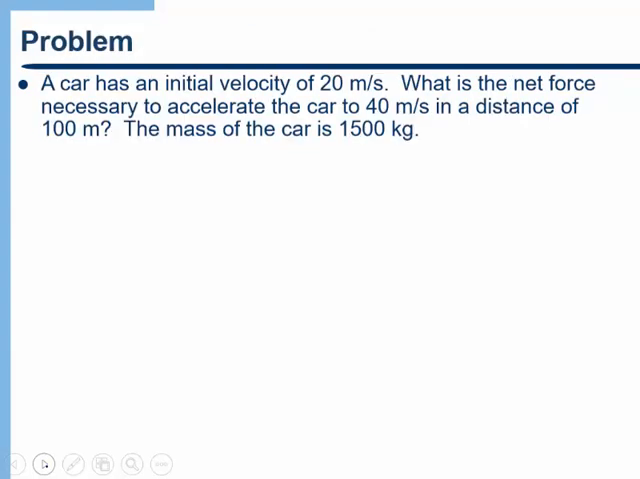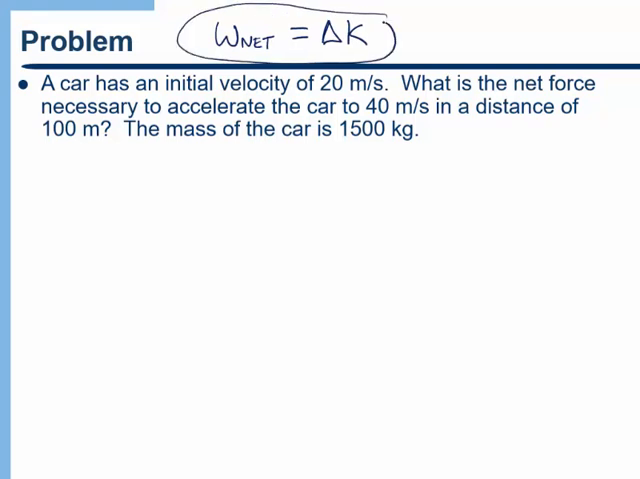Let's try out a problem using this new formulation. A car has an initial velocity of 20 meters per second. What's the net force necessary to accelerate the car to 40 meters per second in a distance of 100 meters? The mass of the car is 1,500 kilograms. So we now want to use the fact that the net work is equal to the change in kinetic energy. That's our starting point, the work-energy principle.